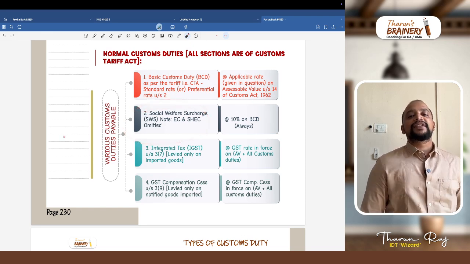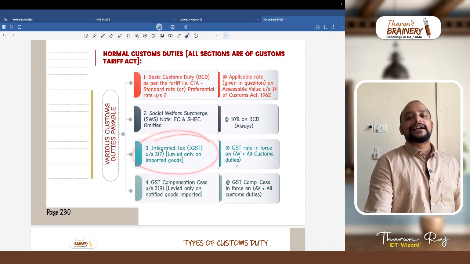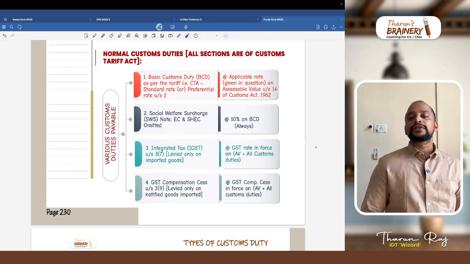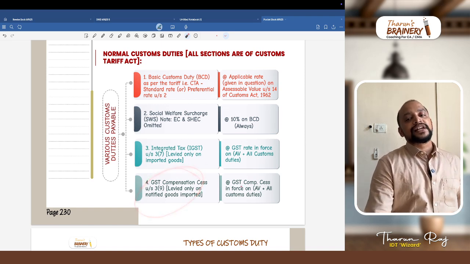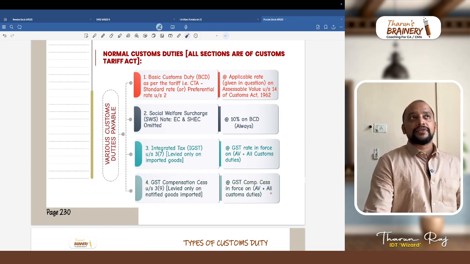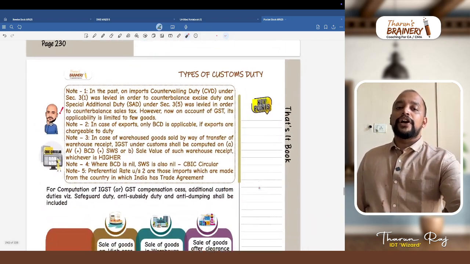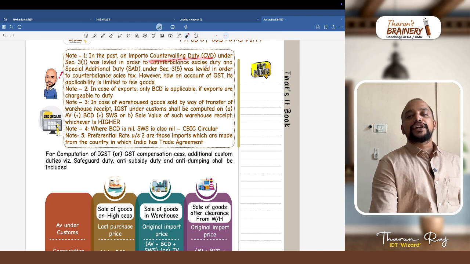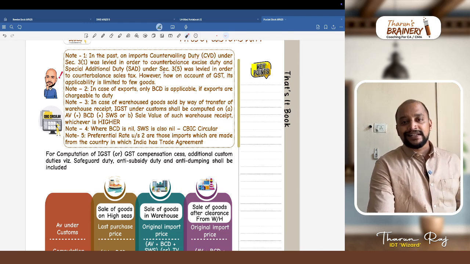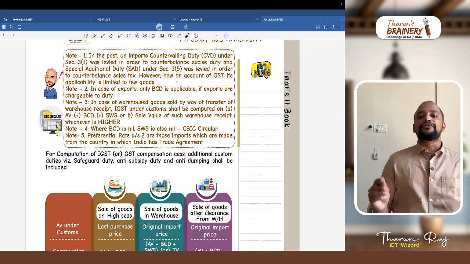Then social welfare surcharge, it will always be 10% of basic customs duty. Integrated tax at the rate of GST rate in force on assessable value plus all customs duties. Compensation cess is also the same, at the rate given in the question on assessable value plus all customs duties. These are the usual normal customs duties. And in the past, on imports there used to be countervailing duty to counterbalance excise duty, whereas special additional duty to counterbalance sales tax. Now on account of GST, its applicability is limited to few goods.